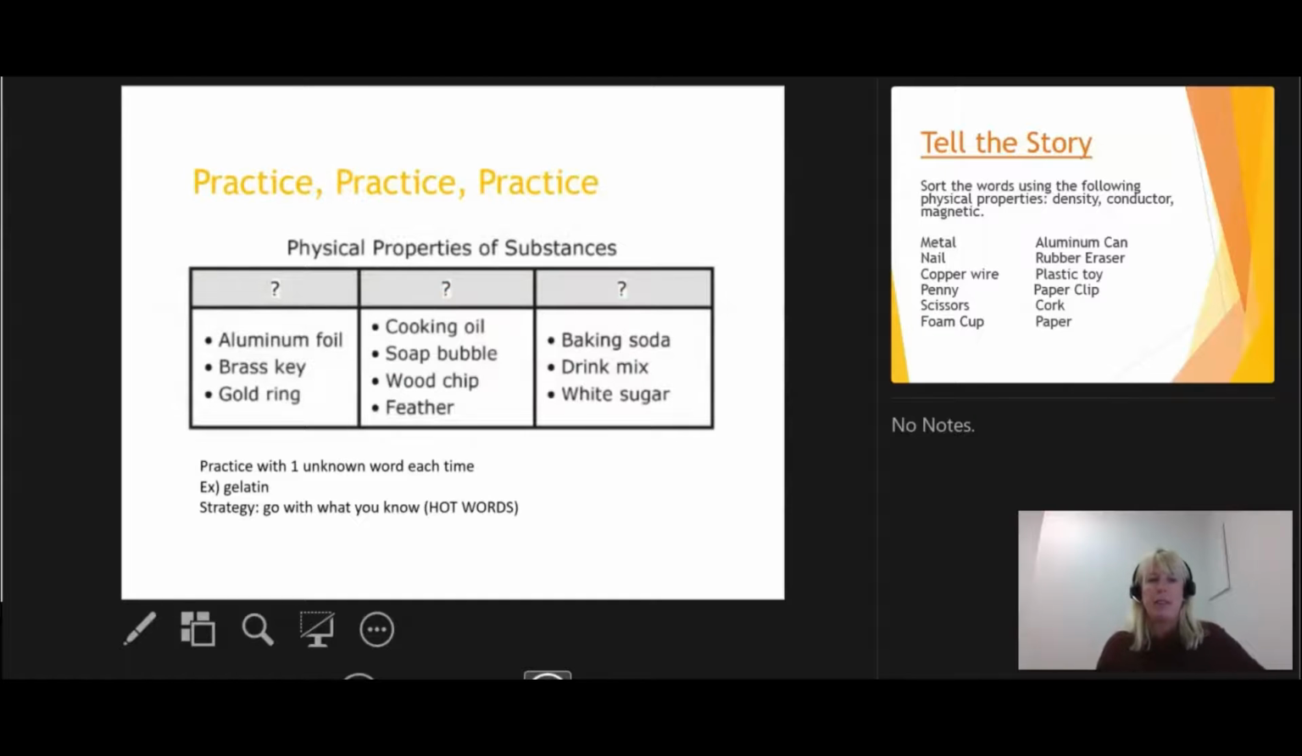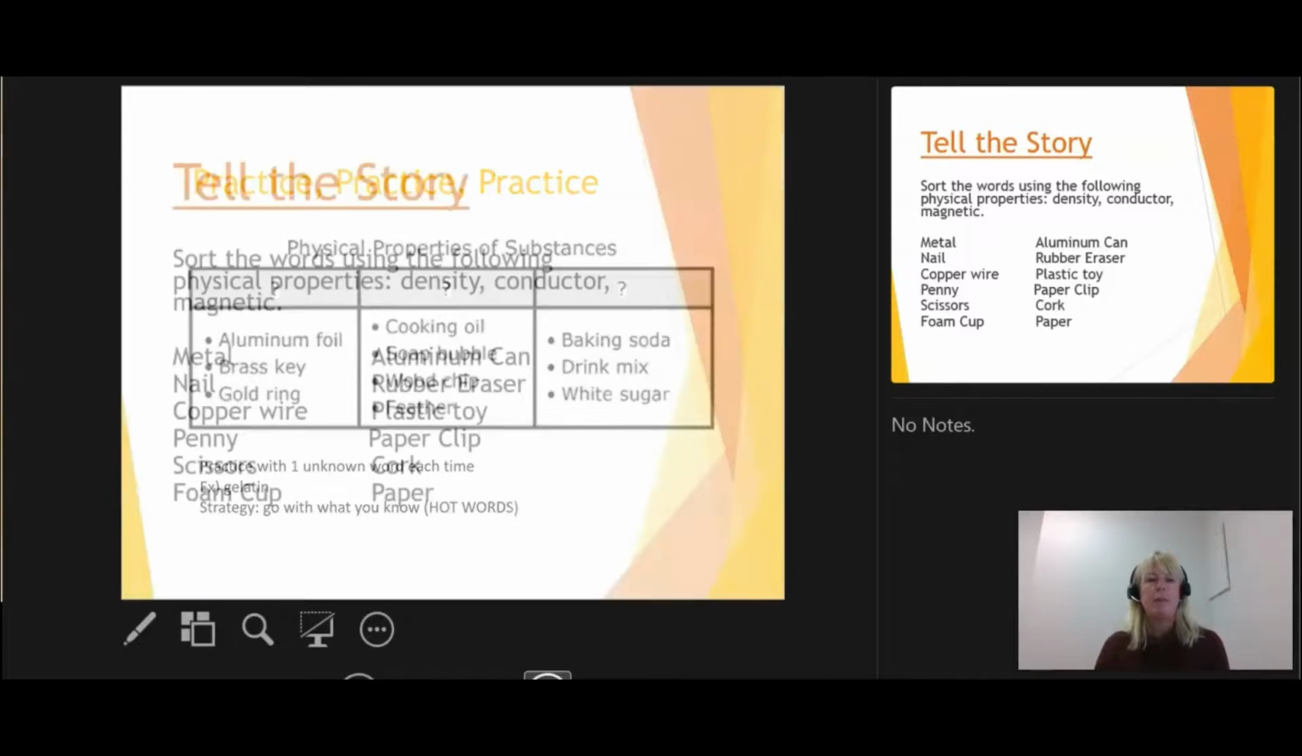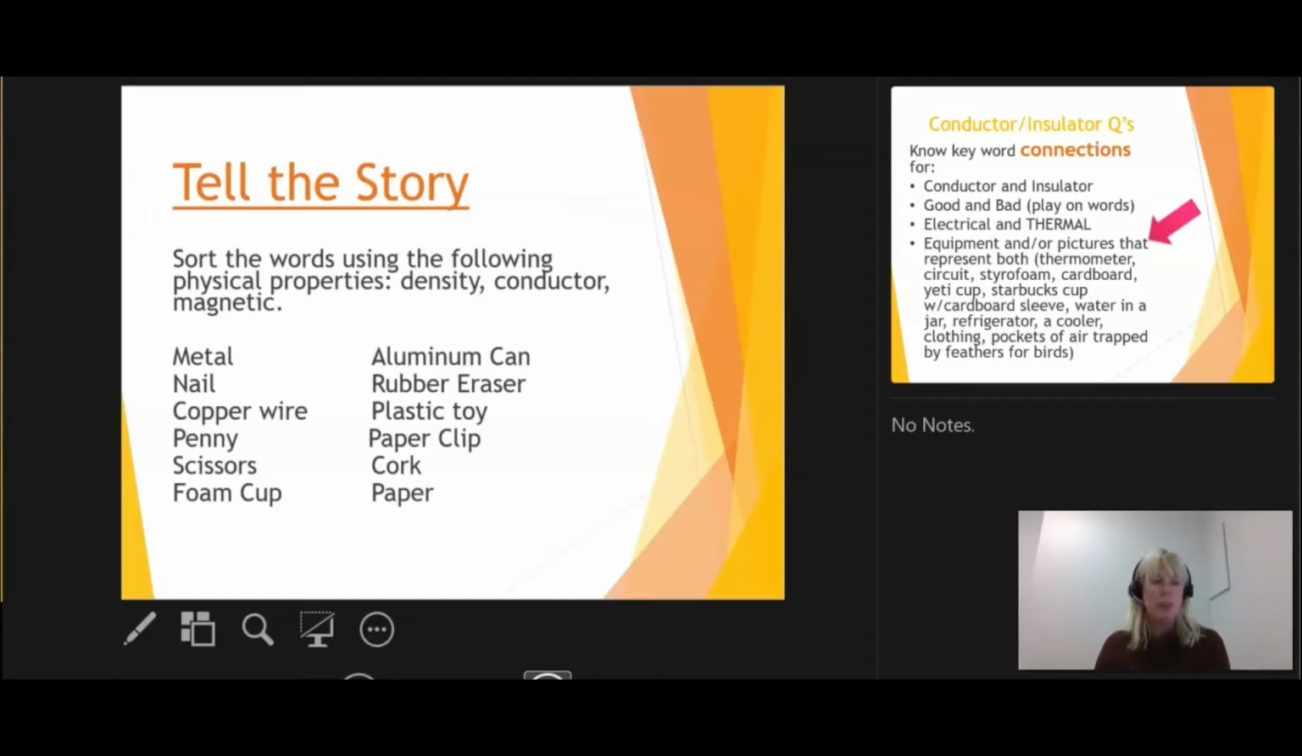Practice, practice, practice. Practice with one unknown word each time. I would always put a word in front of the kids that I felt like they didn't know and say, which category would this word go best with? And then I might actually have a demonstration and see if they could sort this unknown based on its physical properties.